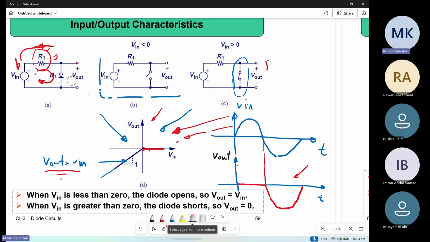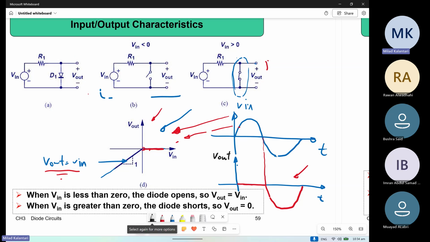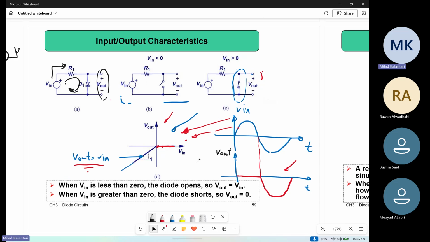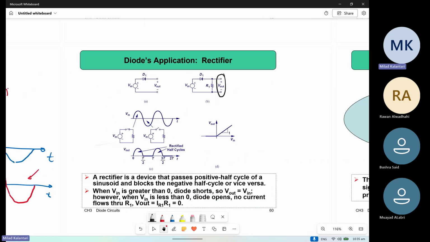So is it clear? What is the problem for the positive cycles? In the positive cycles, the output is zero, right? But still, this supply voltage is having some current passing through this loop. So basically, you are drawing current from the supply, but it's not going to the load. You are wasting some power, right? So that's why this circuit has some problems.